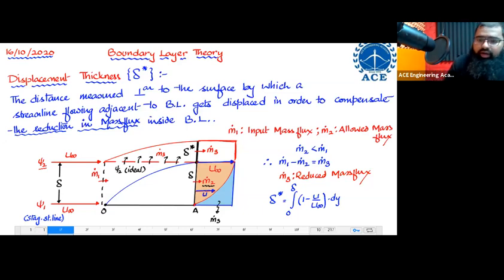See, for a given velocity profile, remember this: the value of delta star upon delta has to be equal to a constant. If you calculate delta star equal to the integral from 0 to delta of 1 minus u by u infinity into dy, you will get delta star in terms of delta. So let us say you get delta star equal to something times delta. That means the ratio of delta star upon delta has to be a particular constant. You will see all these things once you start doing questions.